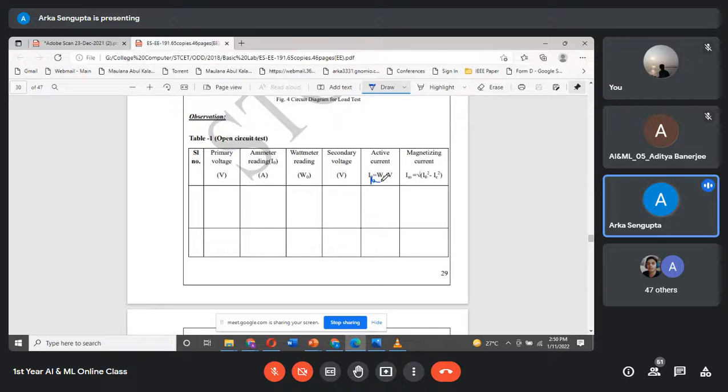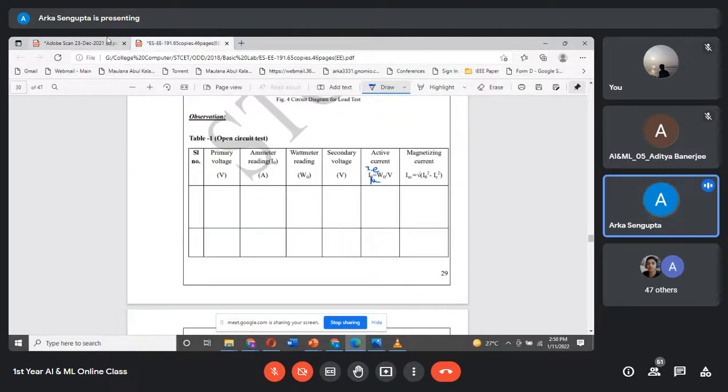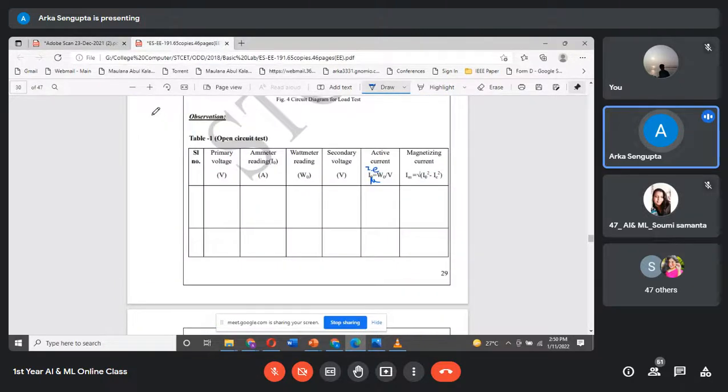This would be I mu. Here it is written as I mu, or sometimes it is also written as IE. So I mu or IE is W naught by V. From here you need to complete these 2 tables. Understood? Yes, sir. Okay. So this is the first table you need to complete for observation, open circuit test.